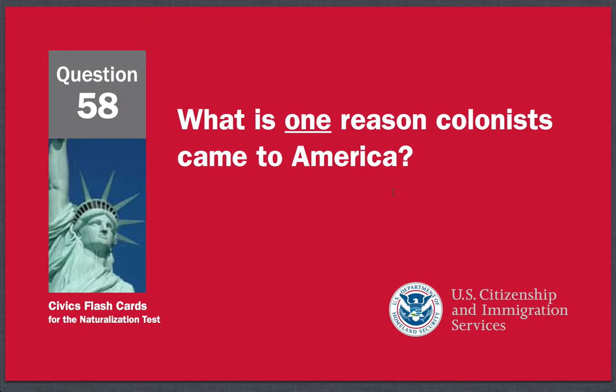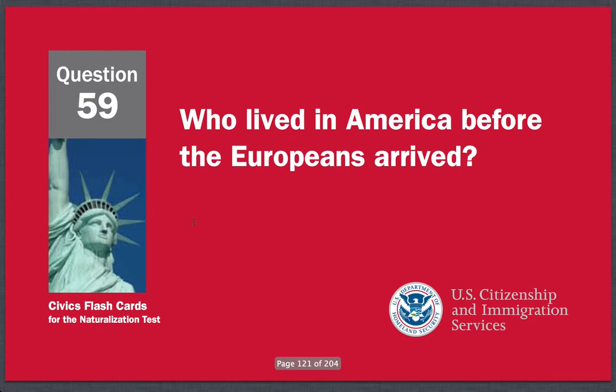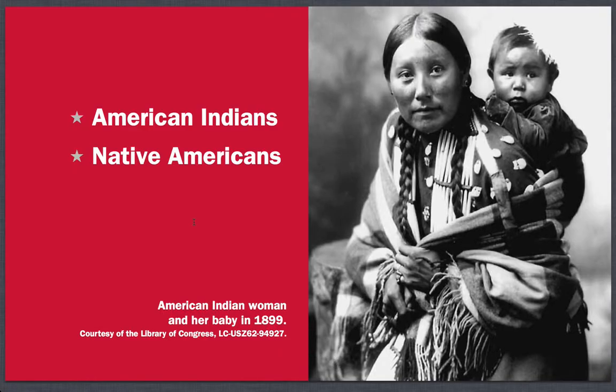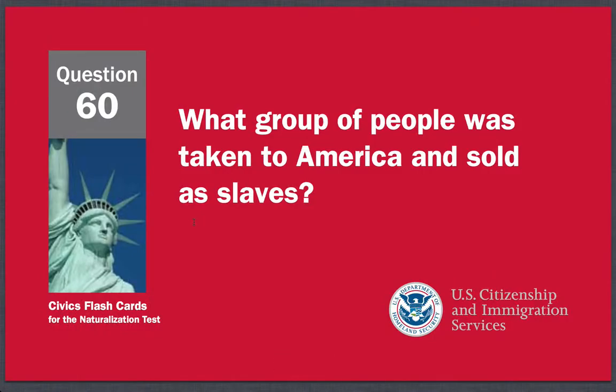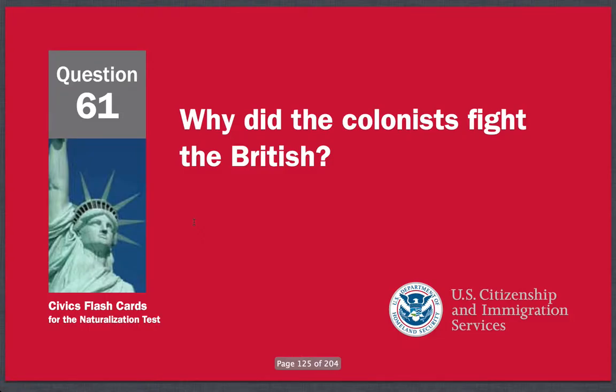What is one reason colonists came to America? It was for freedom, political liberty, religious freedom, and economic opportunity. Who lived in the United States before the Europeans arrived? The Native Americans, American Indians also. What group of people was taken to America and sold as slaves? It was Africans, people from Africa.